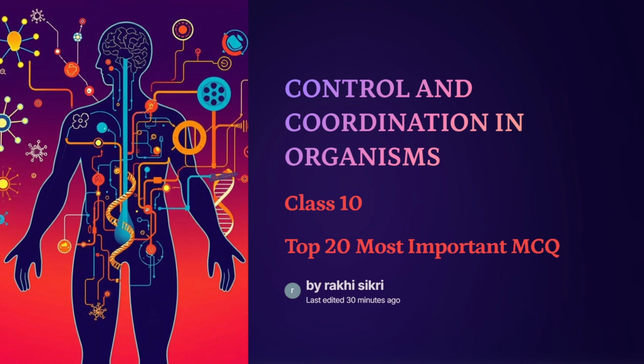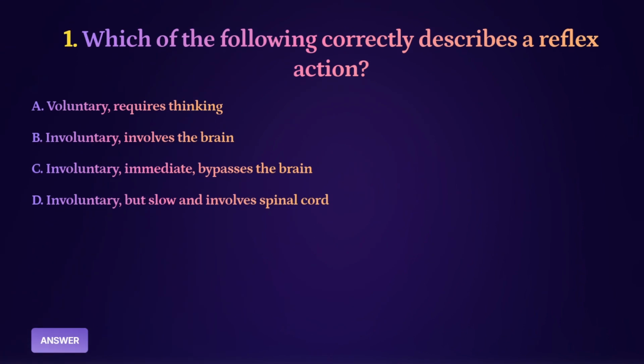So let's start with question number 1. Which of the following correctly describes a reflex action? The options are A, it is voluntary and requires thinking. Option B, it is involuntary and involves the brain. Option C is, it is involuntary, immediate and bypasses the brain. And last option is that it is involuntary but slow and involves spinal cord. So you have to identify the reflex action characteristics out of these 4 options.